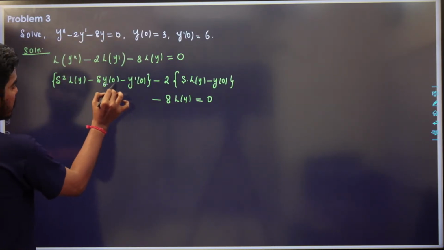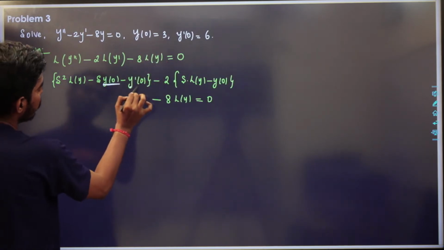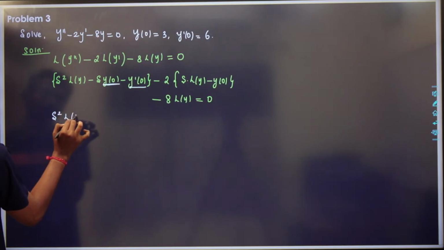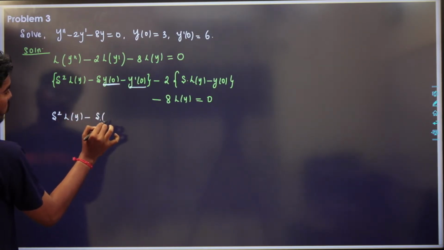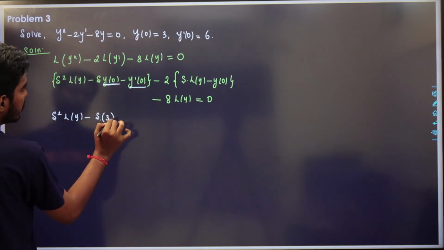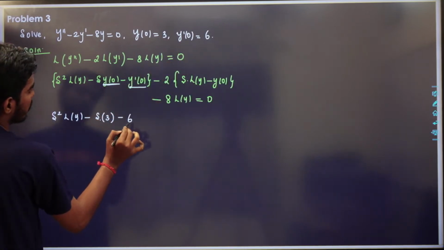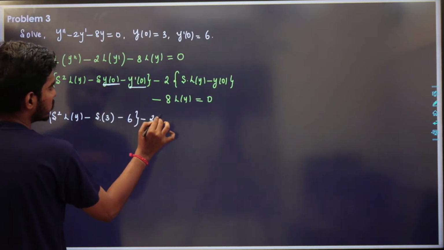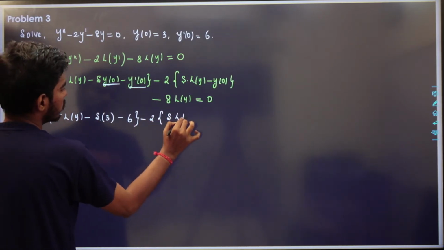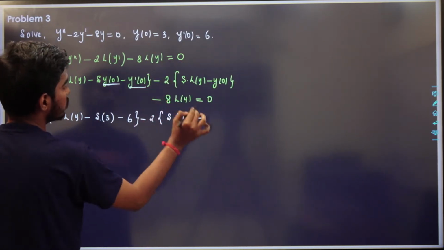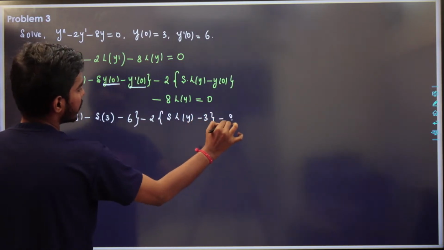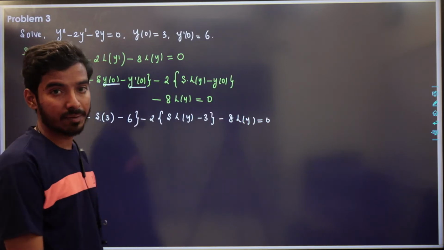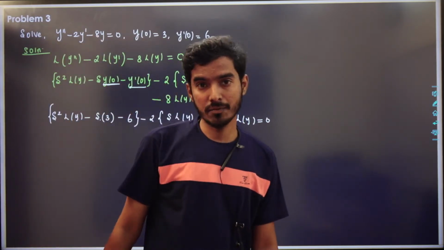So we will apply the initial conditions. y of 0 is 3, y dash of 0 is 6. So we have s square L of y minus s times y of 0 minus y dash of 0, which will be minus 2 times s L of y minus y of 0, where y of 0 is 3, minus 8 times L of y is equal to 0.